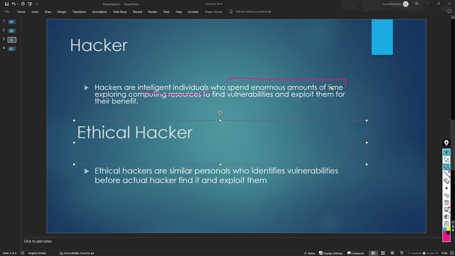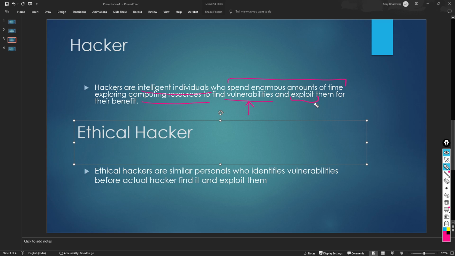So obviously, it's not easy to find vulnerabilities or hack anything. It needs time to do that. Then they are exploring the computing resources to find the vulnerabilities. So everything starts from the vulnerabilities. Until you find a weakness or a loophole in the system, it's very hard to crack it. Once you find the vulnerabilities, obviously you will try to exploit them.